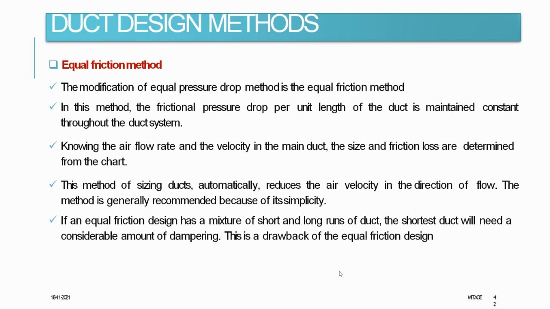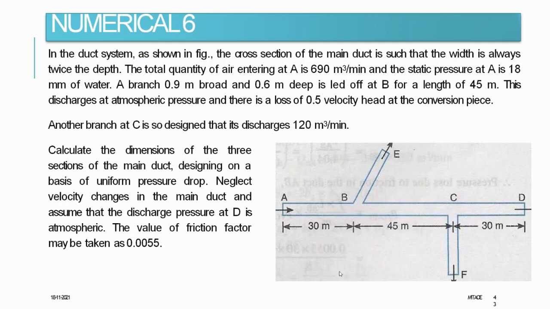But this method is widely used in the industry. So now we will see one numerical. The numerical is on a duct system. The cross section of the main duct is such that the width is always twice the depth.